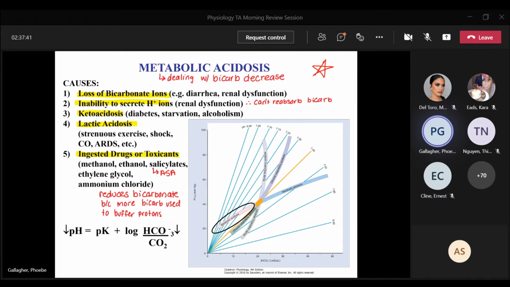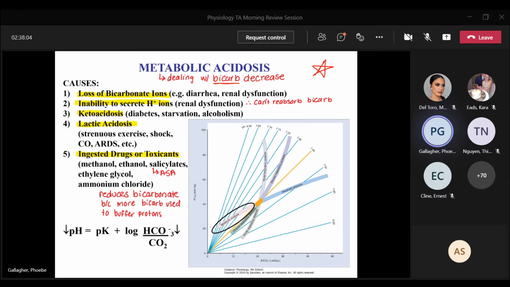So with metabolic acidosis, now we're thinking about bicarbonate. Respiratory, we think of CO2 changes. Metabolic, we think of bicarbonate changes specifically. So it's not going to have an acute and chronic because it's its own thing. It doesn't have an acute version of itself because it's the kidney, and the kidney is slow.